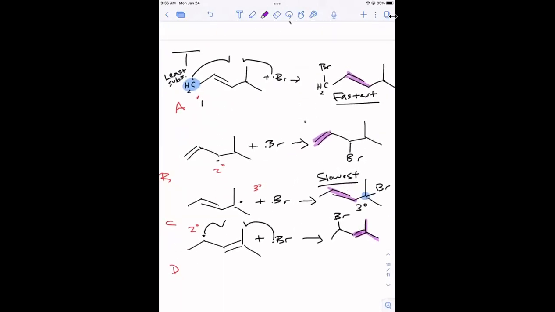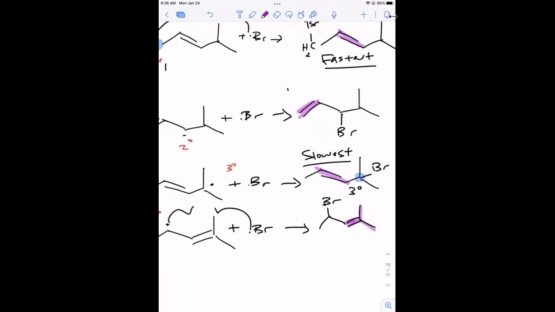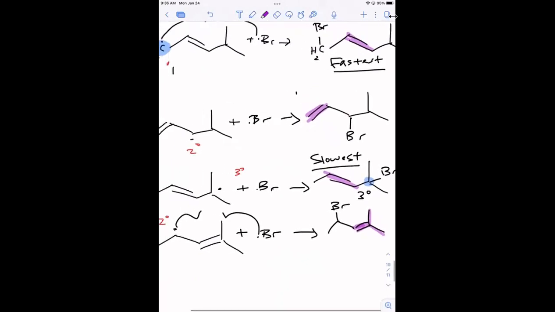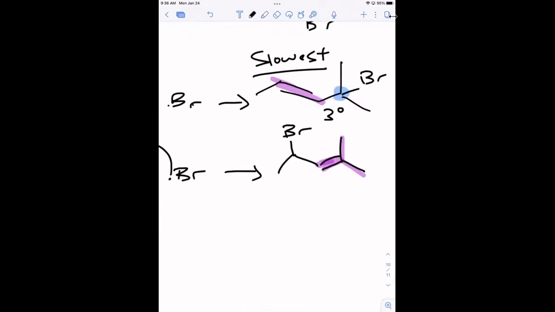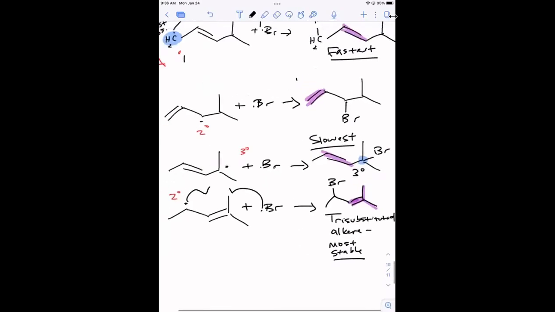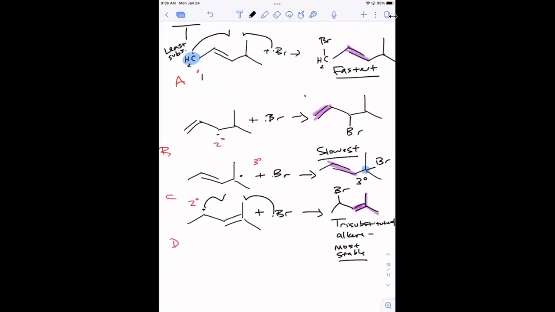If we look at A and C, those are disubstituted. B is monosubstituted. And here, this is a trisubstituted alkene. So this is going to be the most stable product. We got the fastest form, the slowest form, and the most stable from this example. The more stable product is the one with the more substituted alkene.